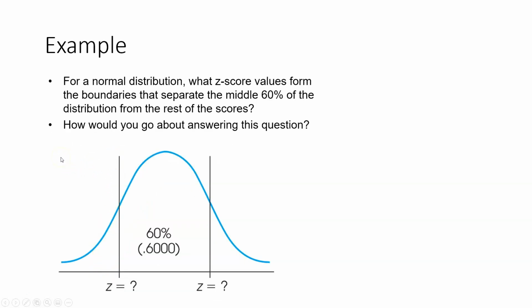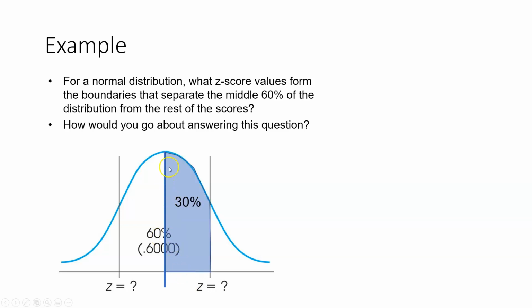For a normal distribution, what z-score values form the boundaries that separate the middle 60% of the distribution from the rest of the scores? I've sketched this once more, and you can see that what I'm asking is for, given the bulk of your distribution, what is the middle 60% bounded by? A z-score here and a z-score here. How would you go about answering this question? It might be difficult until I draw this line here. Does the answer become clear?